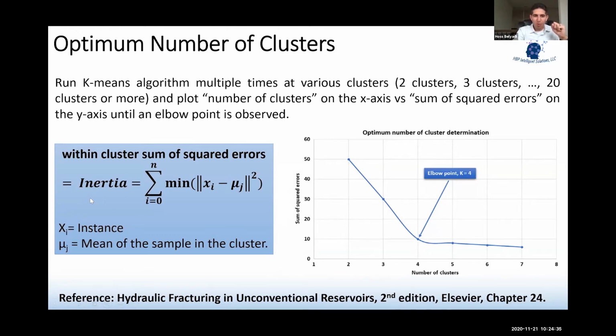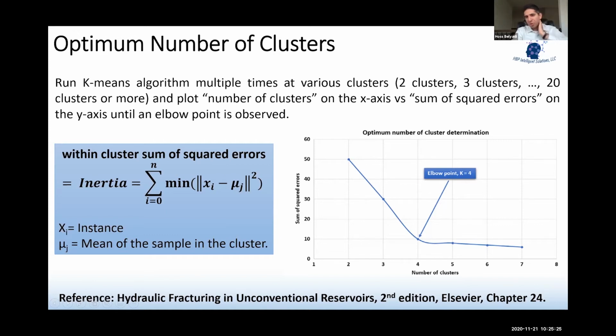There's this parameter called inertia, and inertia is also called the within cluster sum of squared errors. What it calculates is basically the minimum of the double absolute, of xi minus mu j, where xi is each instance, and mu j is the mean of the samples in the cluster. And basically, you square that afterward. This is in vector form, and this is called your inertia number.